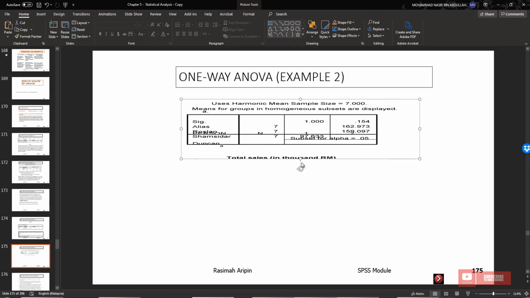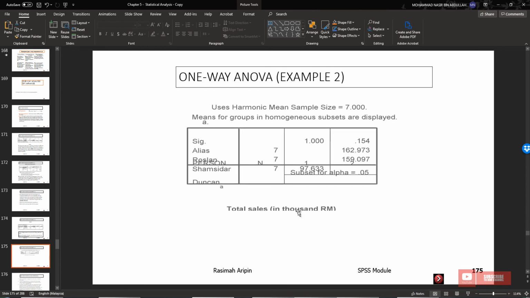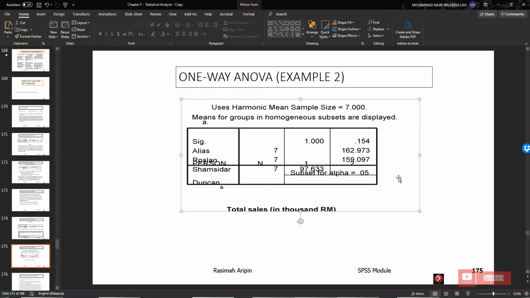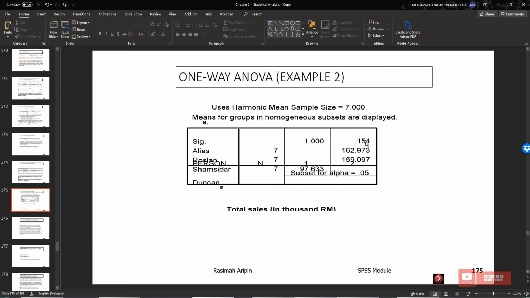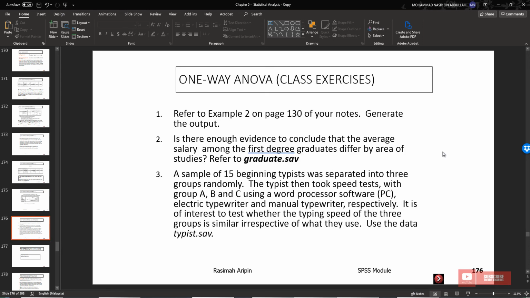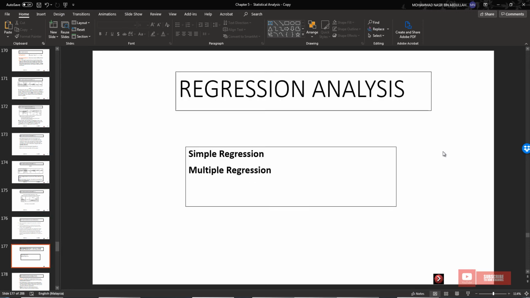So now this is just the mean, and this is the Duncan test, right? This is one way to present the post-hoc test. So if you look at the significant value, more than 0.05, right?